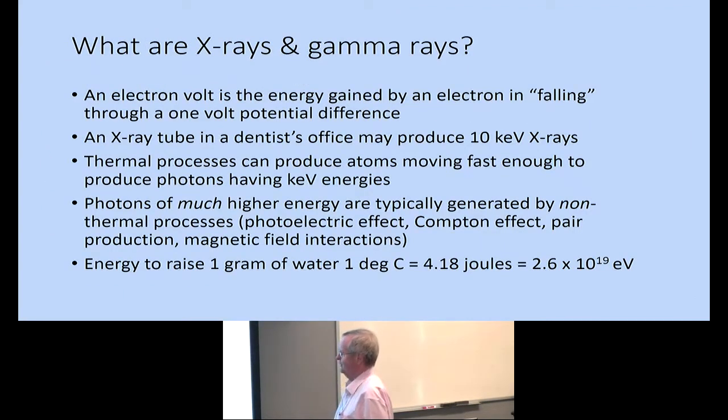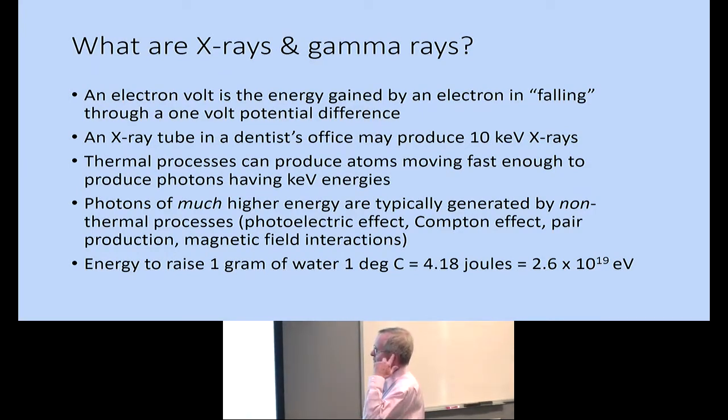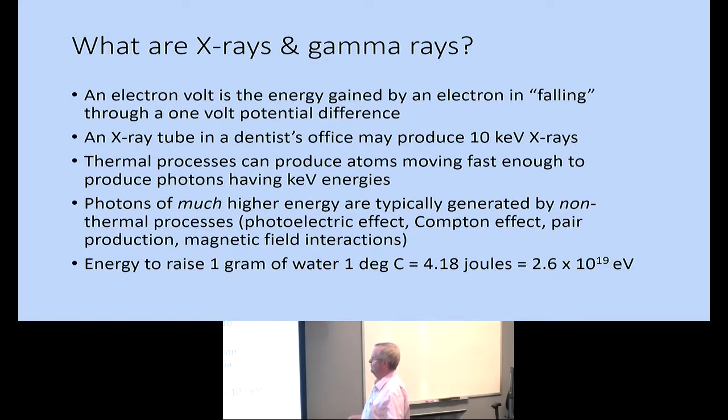So I'm talking about X-rays and gamma rays. I'll say a little bit about how we measure the energy. I'll be talking about keV and MeV many times. An electron volt is the energy gained by an electron in falling through a 1 volt potential difference. So an X-ray tube in a dentist's office has a 10,000 volt potential. If you let the electrons slam into an anode, they'll generate 10 keV X-rays. Thermal processes can produce atoms moving fast enough, with a 1,000,000-degree temperature, that you can produce keV X-rays. But much higher energy photons typically come from non-thermal processes, like the Compton effect, where a photon interacts with an electron, gives up part of its energy, and the rest goes off in a lower energy photon.